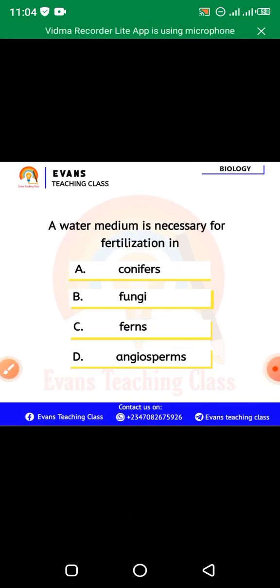A water medium is necessary for fertilization in dash. A. Conifers. B. Fungi. C. Ferns. D. Angiosperms. Now we have a phylum called Pteridophyta. Pteridophyta grow in a place that contains water that they can suck through their roots.